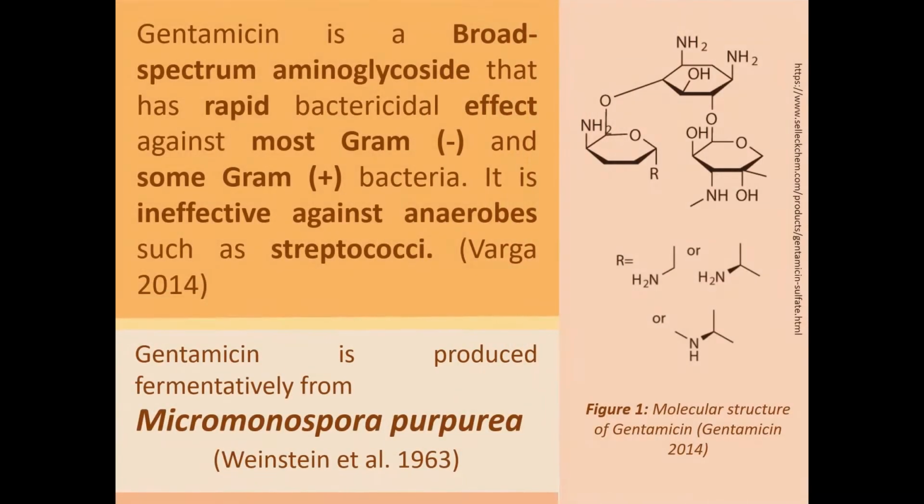Gentamicin is a broad-spectrum aminoglycoside that has rapid bactericidal effect against most gram-negative and some gram-positive bacteria. Its structure can be seen in Figure 1. Gentamicin is produced fermentatively from the rare actinobacteria species Micromonospora purpurea.